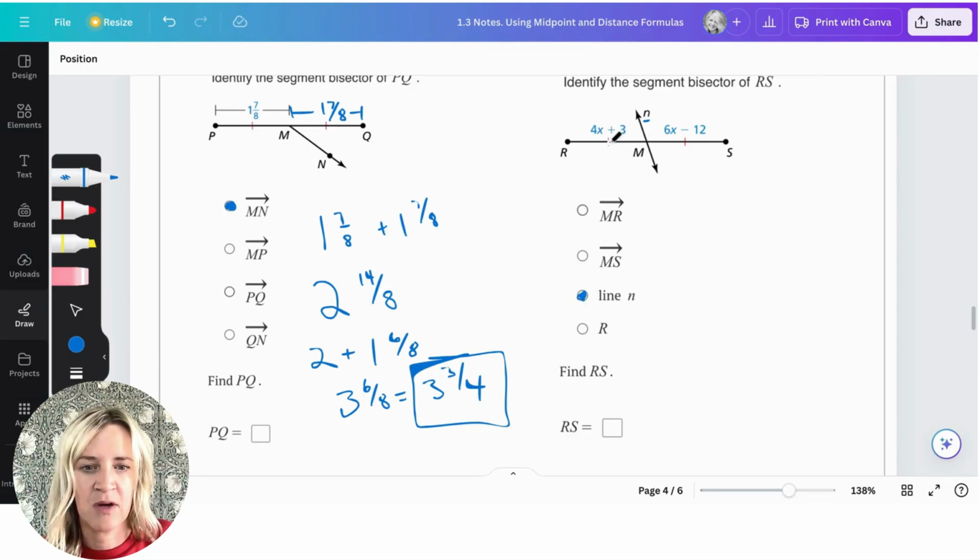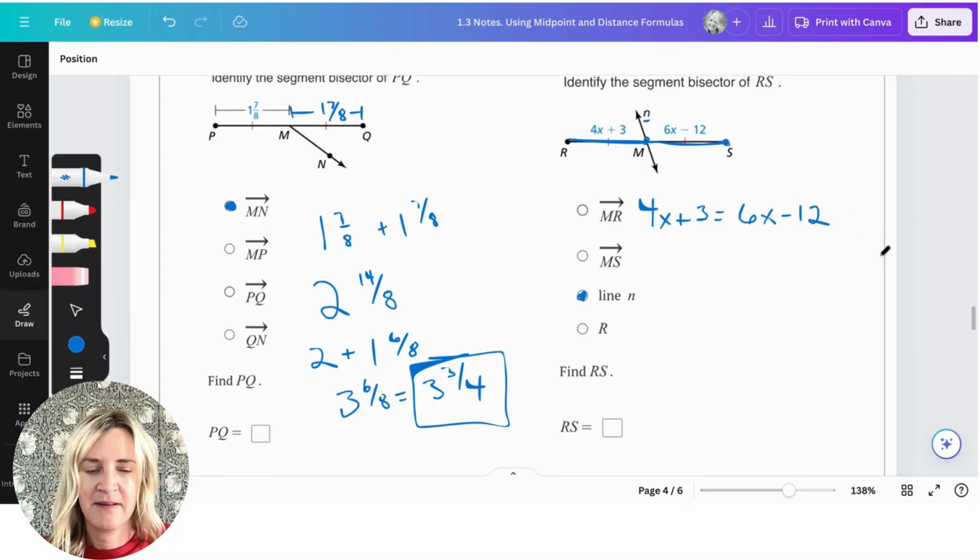These segments are congruent because it is bisected. So that means that this length is going to be the exact same as this length. So when they're the same, we can set them equal. Good. We got to do fractions, and now we get to do algebra. 4x plus 3 equals 6x minus 12.